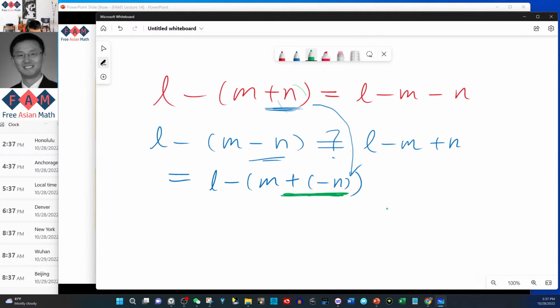Remember, we don't assume n or m to be anything positive or negative. It can be anything, as long as n is an integer and the negation of n is an integer. So we just view this one as the n in this result. Therefore, we can directly use this result. It's on the right hand side: L minus M and minus a negative N.